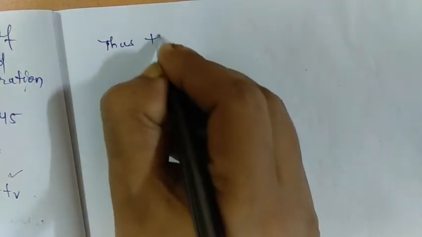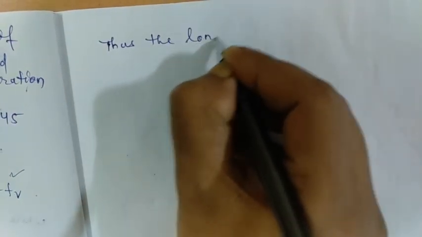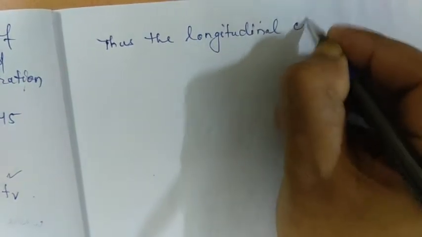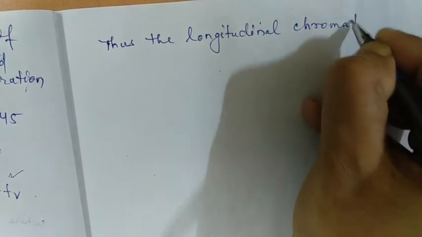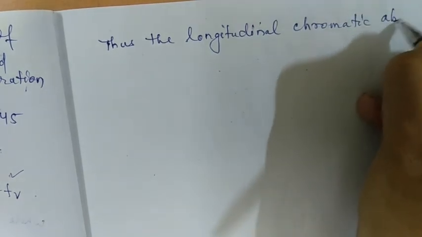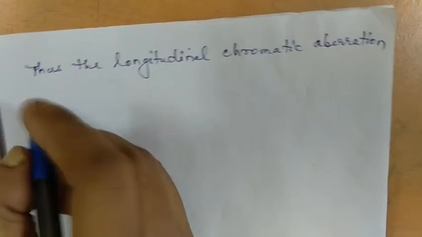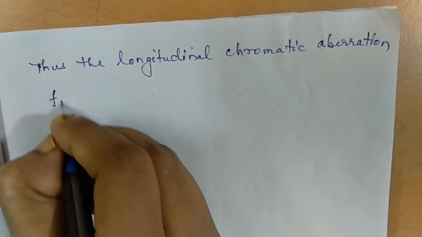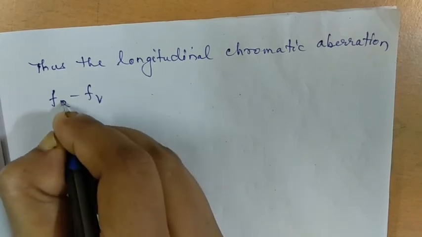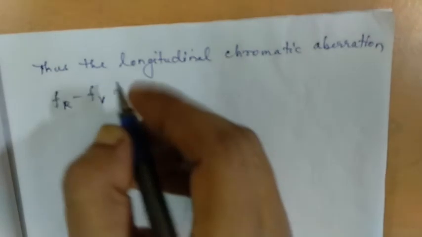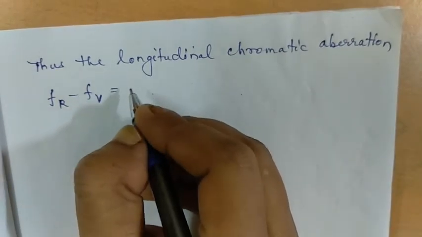Thus, the longitudinal chromatic aberration is given by FR minus FV. We had a relation with this. It is the difference between the two extreme focal lengths. So this gives you how much?